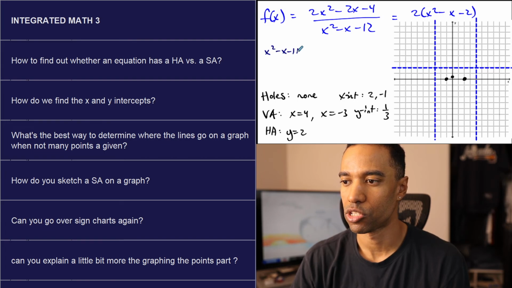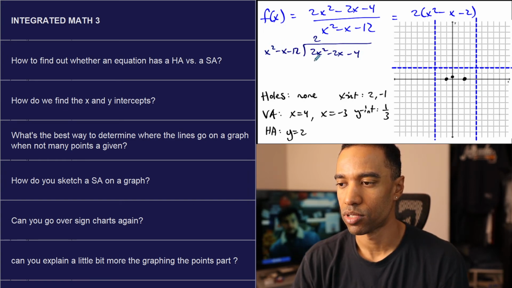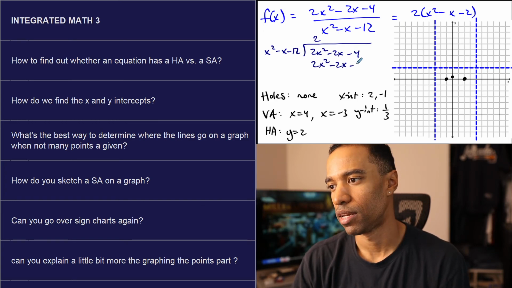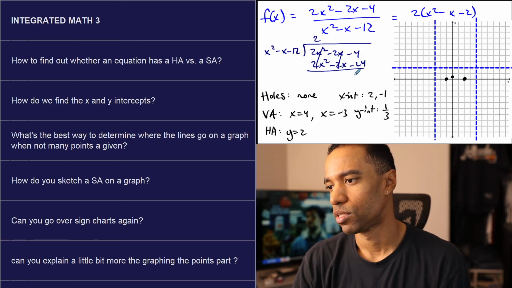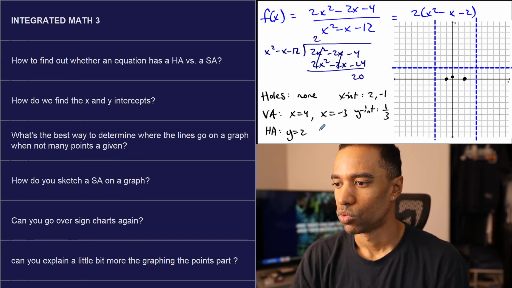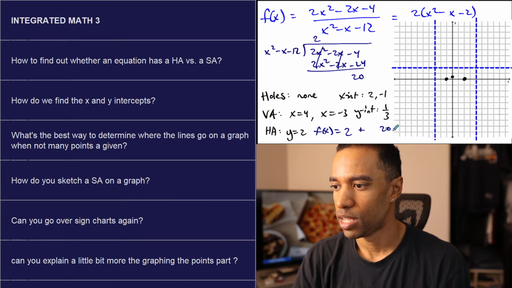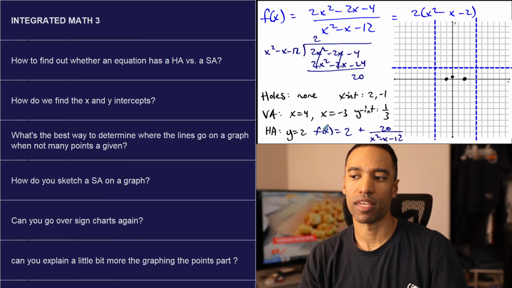X squared minus x minus 12 there, and 2x squared minus 2x minus 4 right here. I'm just going to do it once. X squared goes into 2x squared 2 times, and then you multiply that out. You get 2x squared minus 2x minus 24, and that becomes 20. So this becomes f of x equals 2 plus 20 over x squared minus x minus 12. Okay, this answers everything else I need to know.